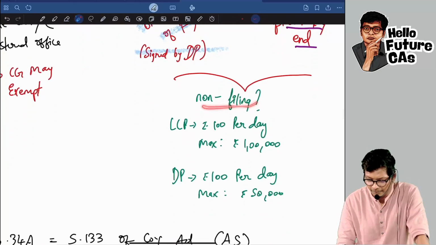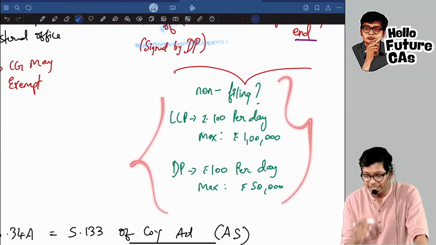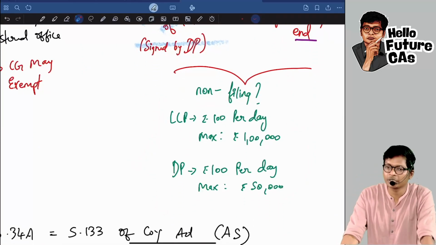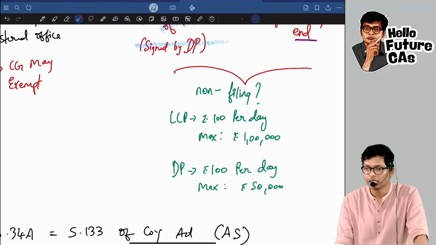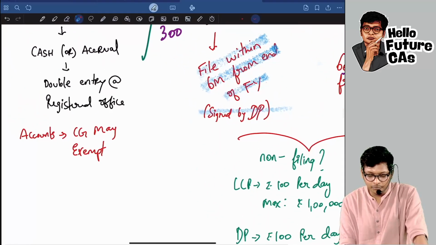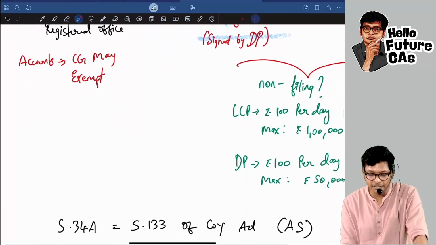Not filing now, penalty, guys. Same penalty for both. Go through the penalty at your end. Same penalty for both non-filing. Clear, guys? Understanding? Now you tell me, LLP should maintain books of accounts in double entry or single entry?